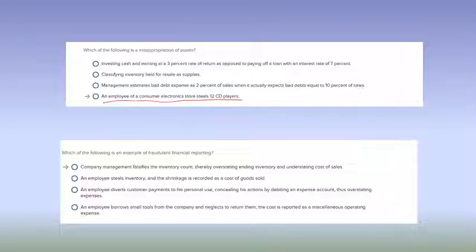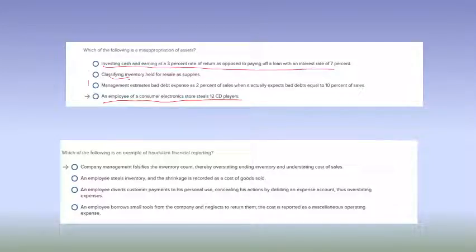Management estimates bad debt expense as 2% of sales when actually expected bad debt is different. Oh, I see. That's fraudulent financial reporting. This one is misclassification. So A and B would look like financial reporting fraud, and this looks like just a smart move. This looks like a refinancing move right here, so this is not fraud at all.